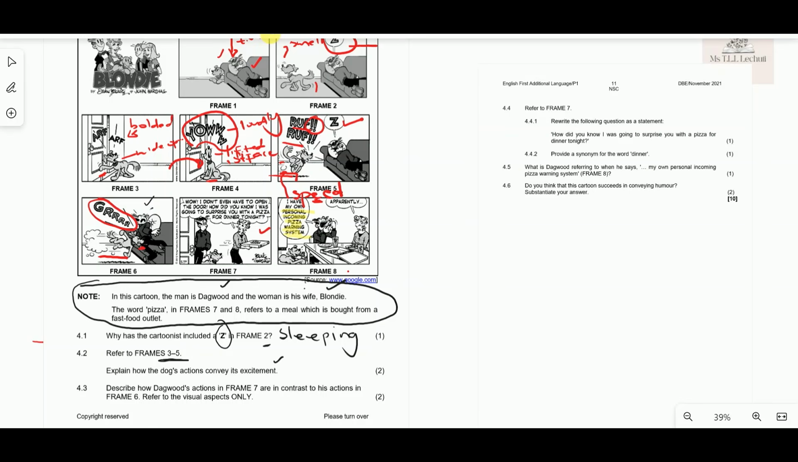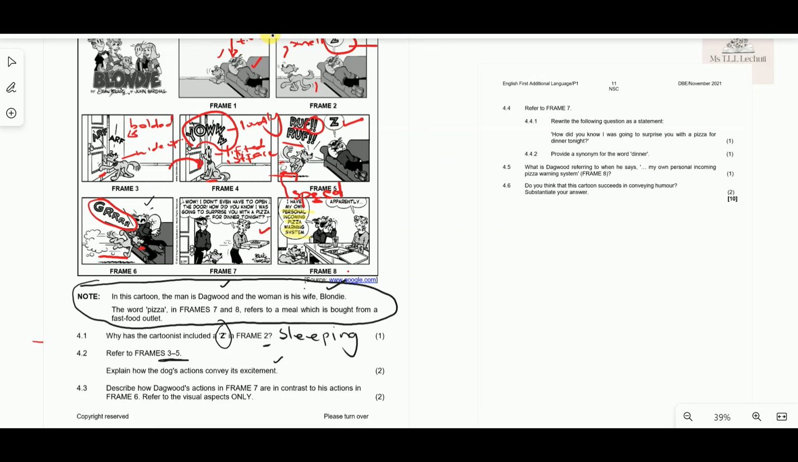Excitement. Now remember, here we said why we want evidence, and already we have mentioned that in frame 3 the dog started to bark using the word ARF in capital letters, and is even scratching the door. In frame 4, the dog's face is lifted up with a wide opened mouth, and the words "yo" are bolded again to show that the dog is barking.